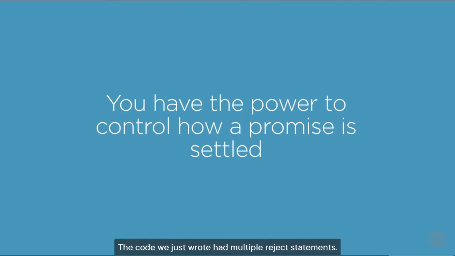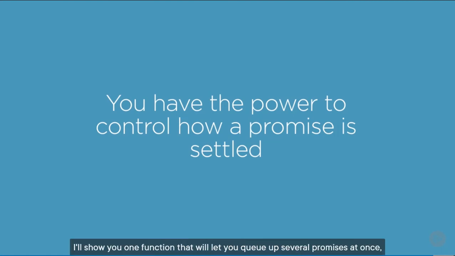The code we just wrote had multiple reject statements. That's because there were multiple reasons why the call could fail. You could also have multiple resolve calls if they're in different paths. You've already seen how to call a single promise, or even how to call a second promise after the first promise has settled. In the next clip, I'll show you one function that will let you queue up several promises at once, and then wait for them all to be fulfilled before continuing on.